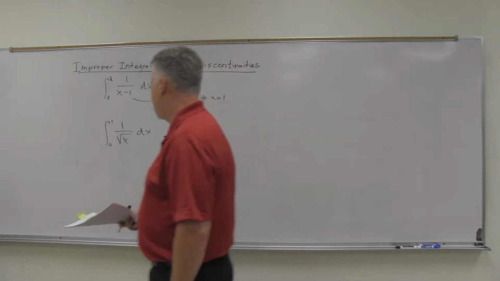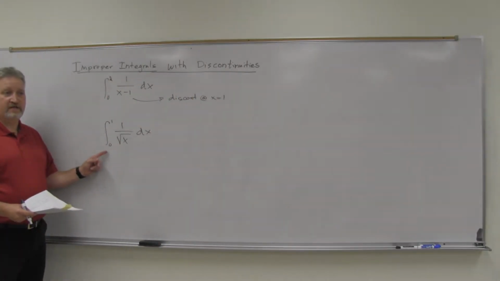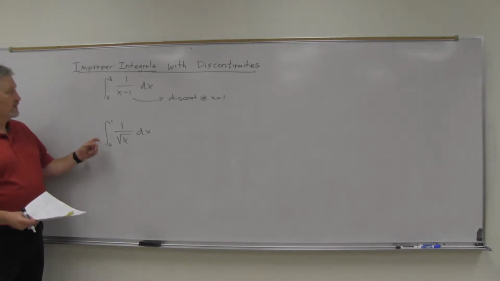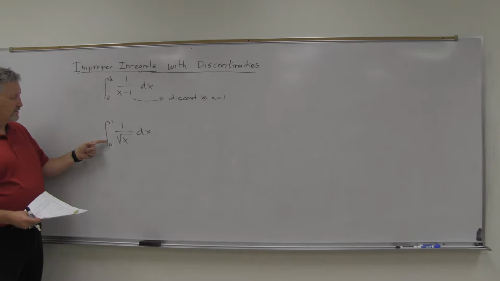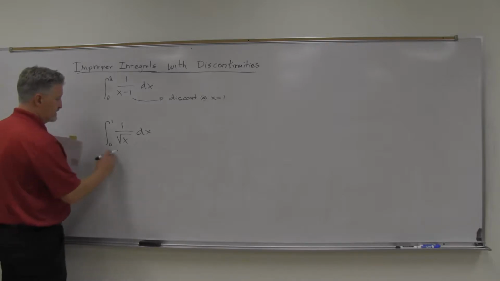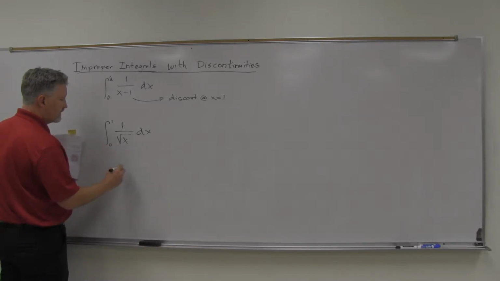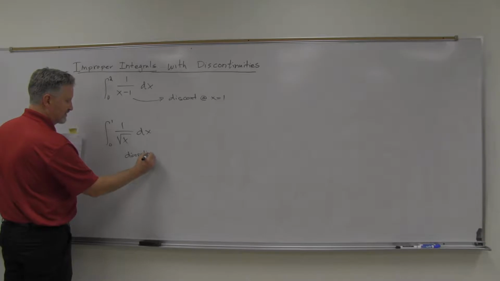Here, where's the discontinuity on this one? One of the limits, right? The discontinuity is at one of the limits. Like I said, we'll deal with one where the discontinuity is in the middle or somewhere in between them. But here, the discontinuity occurs at one of the limits, 0. So it's discontinuous at 0, and that's where our improperness occurs.